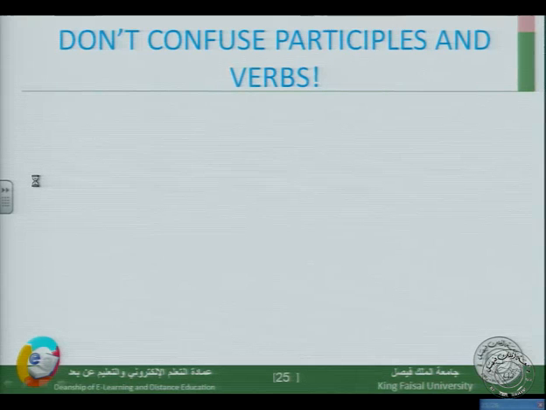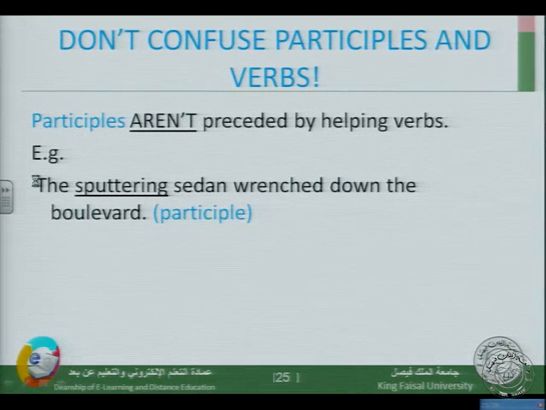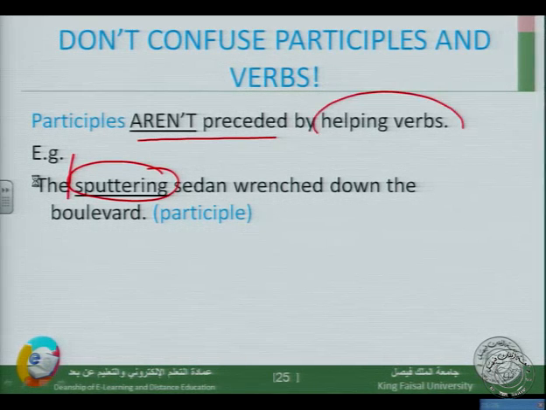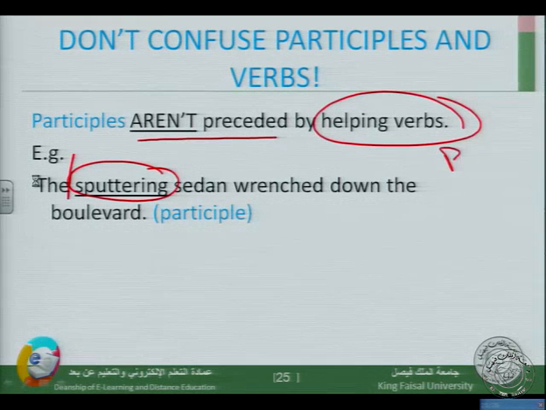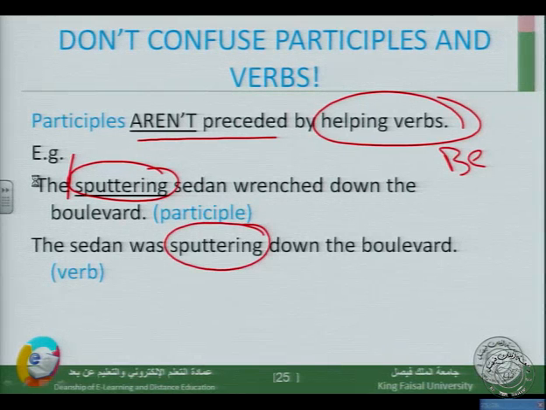Do not confuse participles and verbs, by the way, because participles are not preceded by helping verbs. For example, the sputtering student wrenched down the boulevard. Here it's a participle. Why? Because it is not preceded by any of the helping verbs. Helping verbs such as the verb to be in its forms. The student was sputtering down the boulevard. Notice this is a verb. This we call past progressive. Why? Because it's preceded by the verb to be.